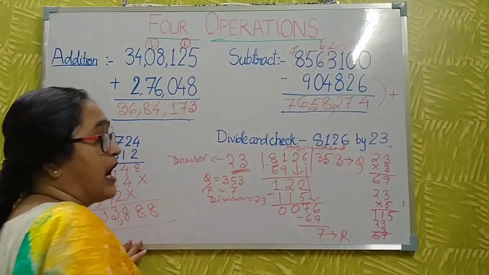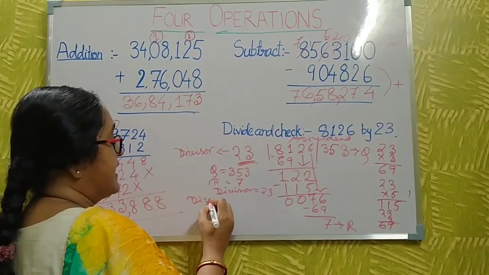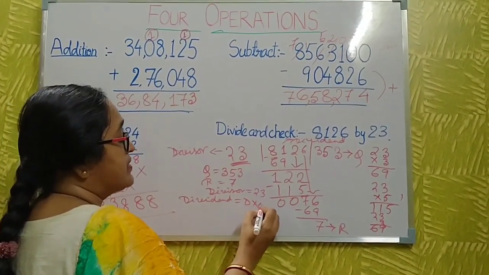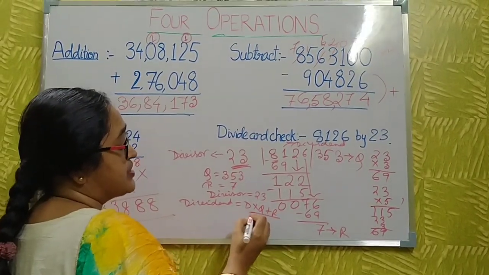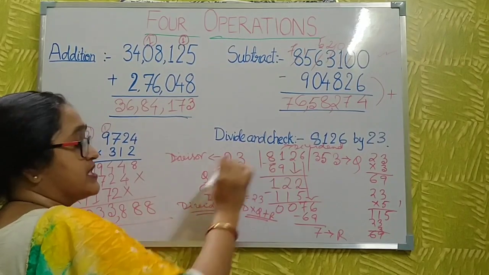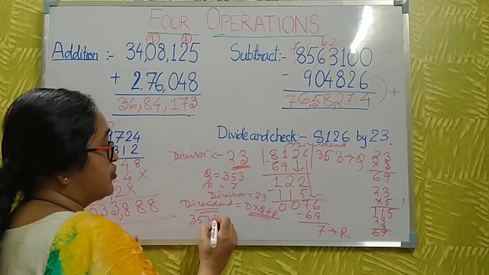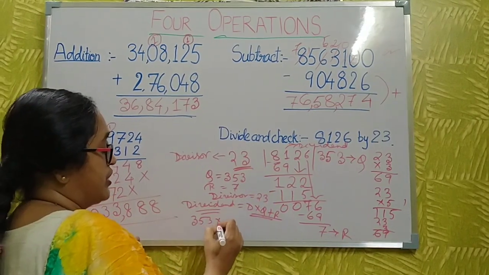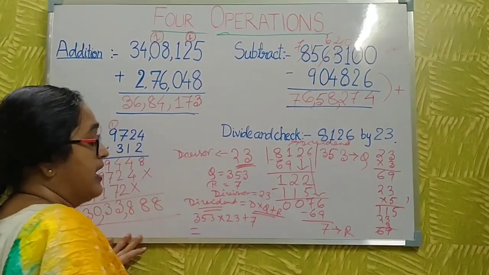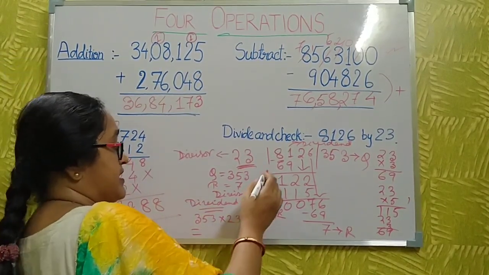All of you know how to check. The checking process is: dividend is equal to divisor into quotient plus remainder. You just put it here and you come back to this number. Okay. Now 353 into 23 plus 7. Then the number is coming out. What is this? This number is coming out.